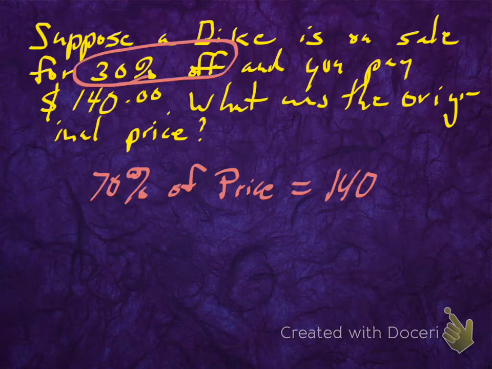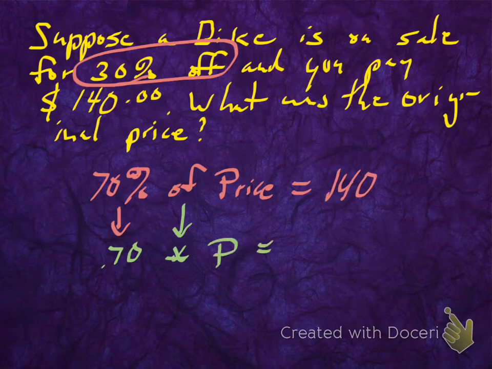Okay, and so we talked about this. One of the ways to do percent of a number, the second way we talked about, was to take the percent and change it into a decimal. So we're going to do that here. We're going to make 70% 0.70. Of in mathematics always means times. P is the price. That's what we're looking for. And it equals 140.